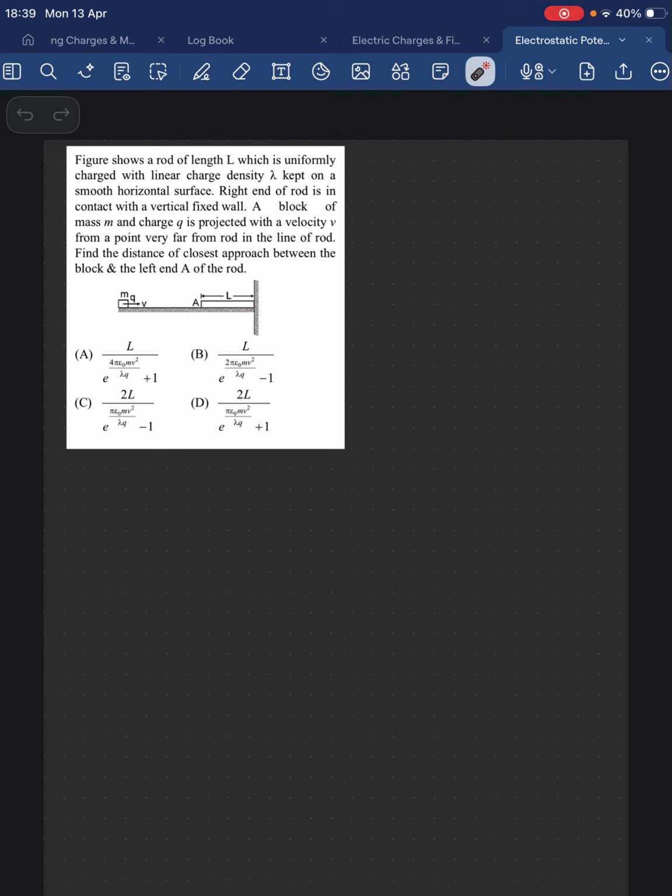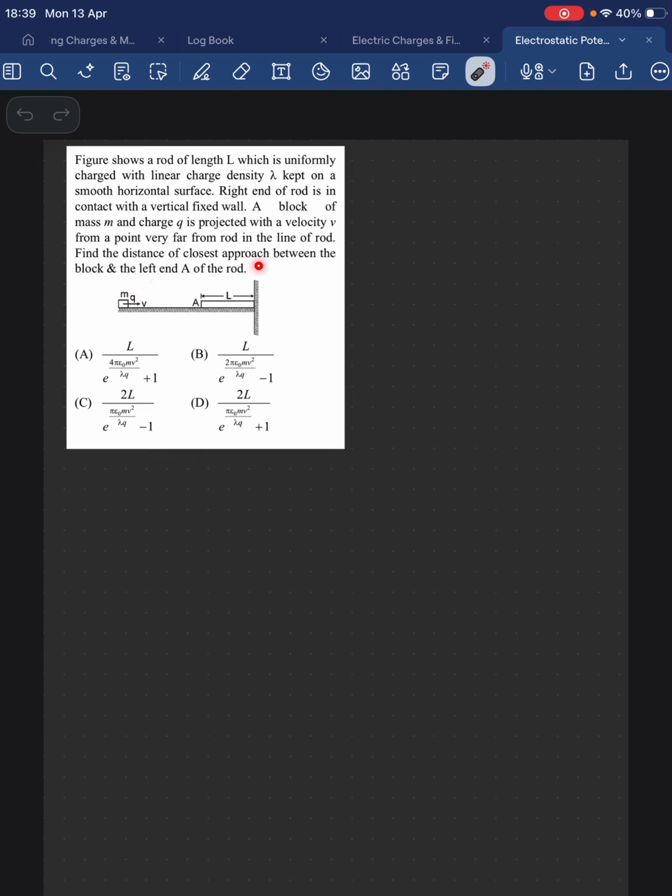A block of mass m and charge q is projected with a velocity v from a faraway point, and it is given a velocity along the line of the rod only, so it's going towards the rod, right? As you can imagine, there will be a repulsive force acting between these two. The rod cannot move towards the right because the wall prevents it from moving. So this block will be experiencing a repulsive force, so this block keeps on slowing down, right?